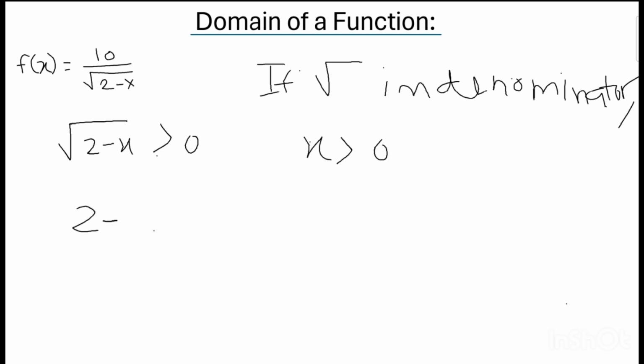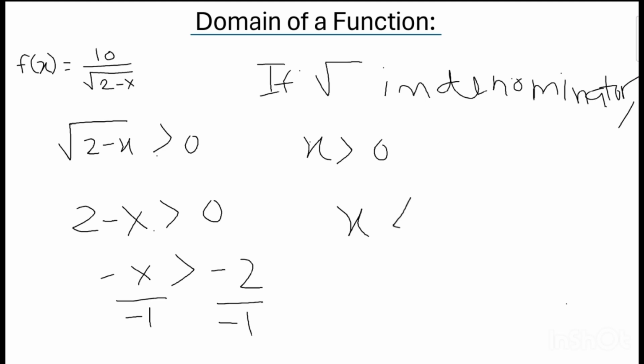Now, if we square both sides, we get 2 minus x is greater than 0, because on the left side the root and the square cancel each other, and on the right side 0 squared is 0. After subtracting 2 on both sides, we get negative x is greater than negative 2. Then we divide both sides by negative 1. At the end we get x is smaller than 2. It is because when we divide or multiply by a negative number, the sign gets flipped. So in this case, our domain would be parentheses negative infinity to 2, parenthesis closed.